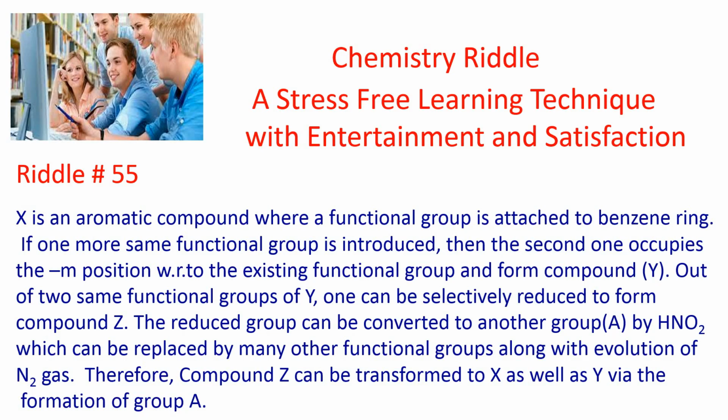Out of two same functional groups of Y, one can be selectively reduced to form compound Z. The reduced group can be converted to another group A by nitrous acid, which can be replaced by many other functional groups along with the evolution of nitrogen gas. Therefore, compound Z can be transformed to X as well as Y via the formation of the group A. So, this is riddle number 55. Now, let's start our discussion.